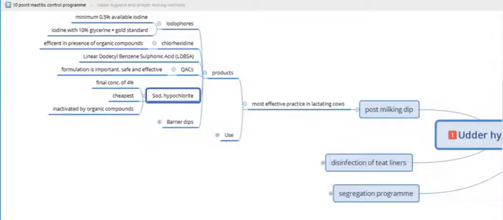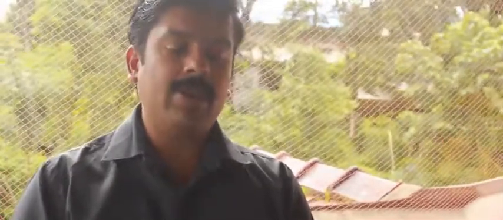Then there are barrier dips. Barrier dips can be chemicals like latex or acrylic. Along with the disinfectant, they dip with the latex or acrylic, so that it will form a permanent barrier, a coating around the teats, and leave it there. The only problem is that at the next milking you have to rub off this barrier sealant and then start milking. So it is not very popular, but it is available.